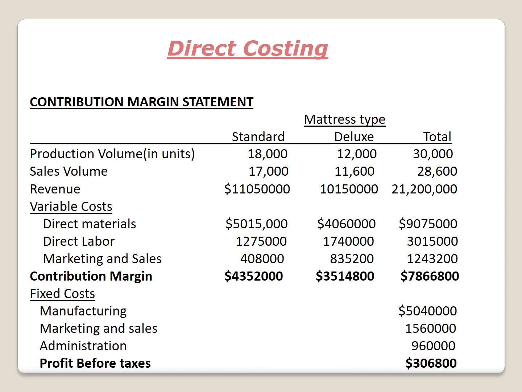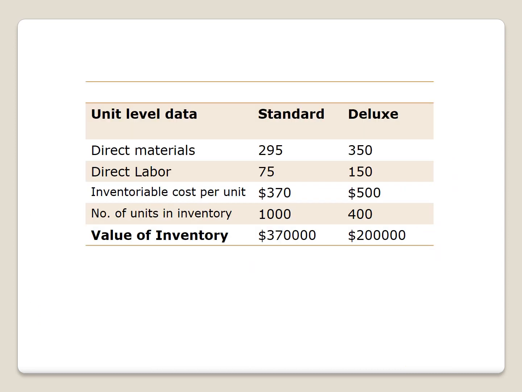Now, we will do the inventory evaluation. Firstly, in inventory evaluation, we don't take the sales into consideration as it is taken on the production. And as we are just calculating the costs of the inventory and not calculating the profit, we don't take sales into consideration. The unit level direct materials were 295 and 350 for standard and deluxe respectively, and the direct labor was 75 and 150. We don't take marketing and sales cost here as these goods are not sold, therefore there is no point of taking marketing and sales costs into consideration.